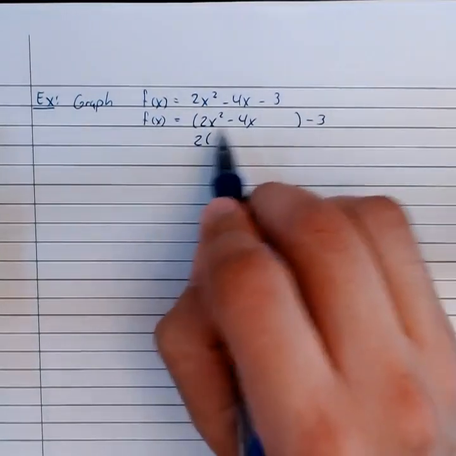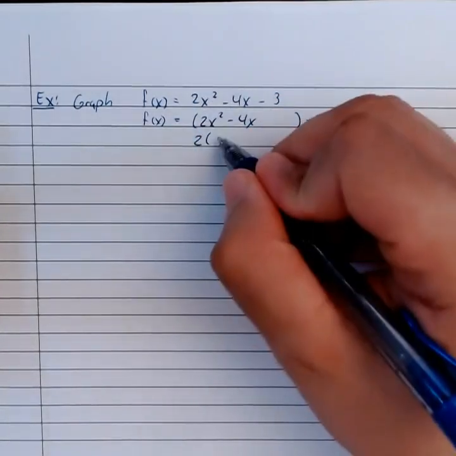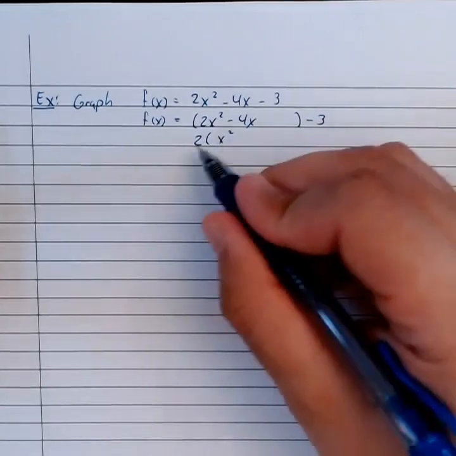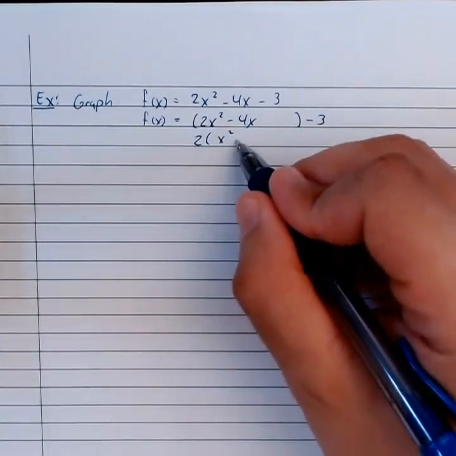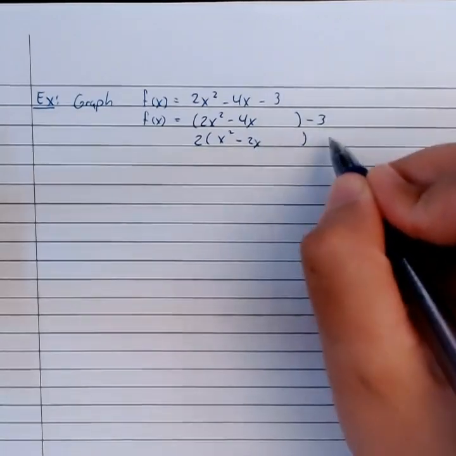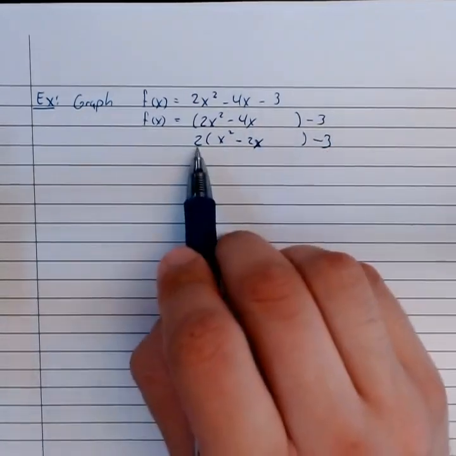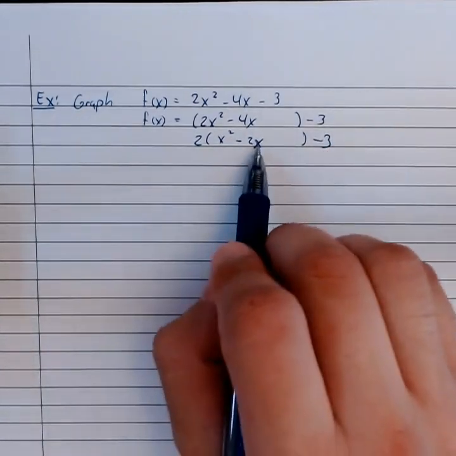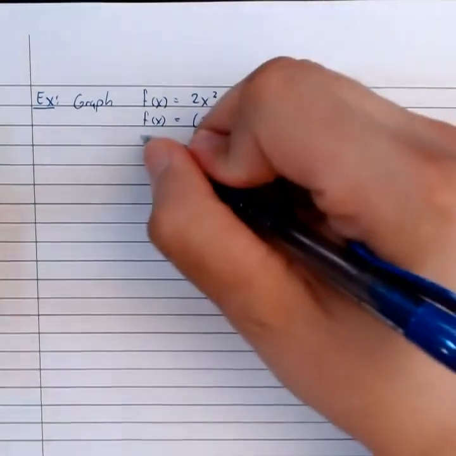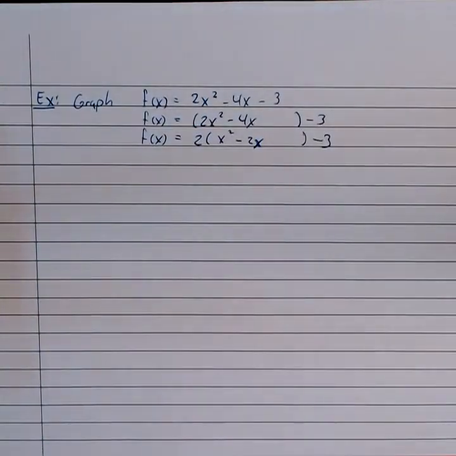which means write it on the outside, and then all the numbers inside are going to get divided by that number. Well, 2 divided by 2 is 1, so that gives me 1x squared. Minus 4 divided by 2 is minus 2, so that'll give me minus 2x. That doesn't affect anything on the outside, so that's still just a minus 3. Notice that's still 2x squared minus 4x minus 3. So we really haven't changed our function.